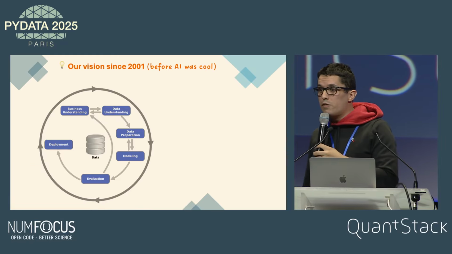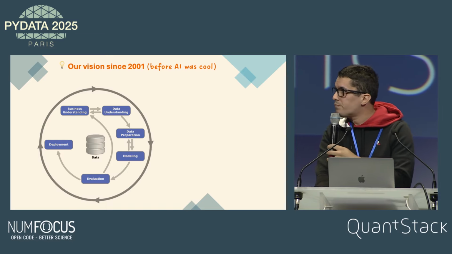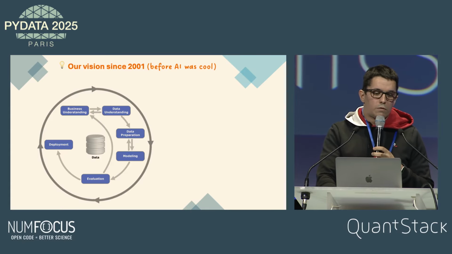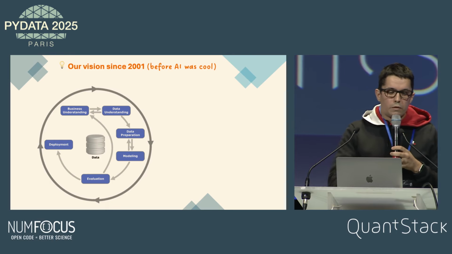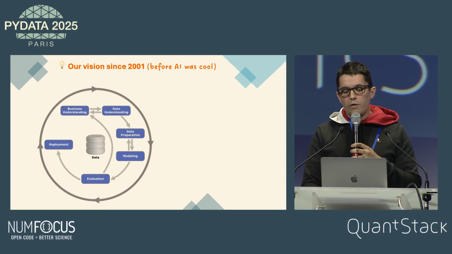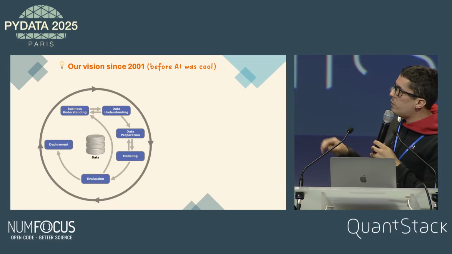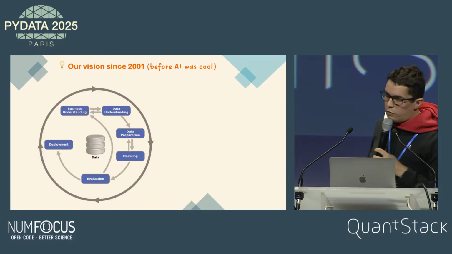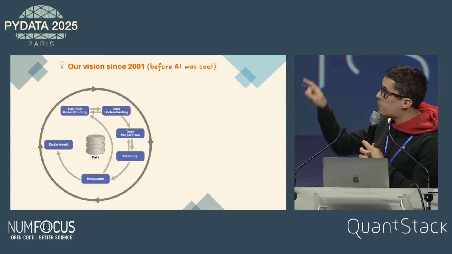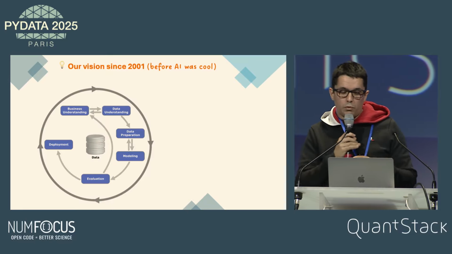So what is our vision since 2001? This is the CRISP cycle. It's the pipeline the data scientist is supposed to follow, from the business understanding to the deployment. To understand our philosophy, we can just focus on the loop. We have the data preparation and the modeling. There is a loop. And in fact, data scientists spend a lot of time on this loop.